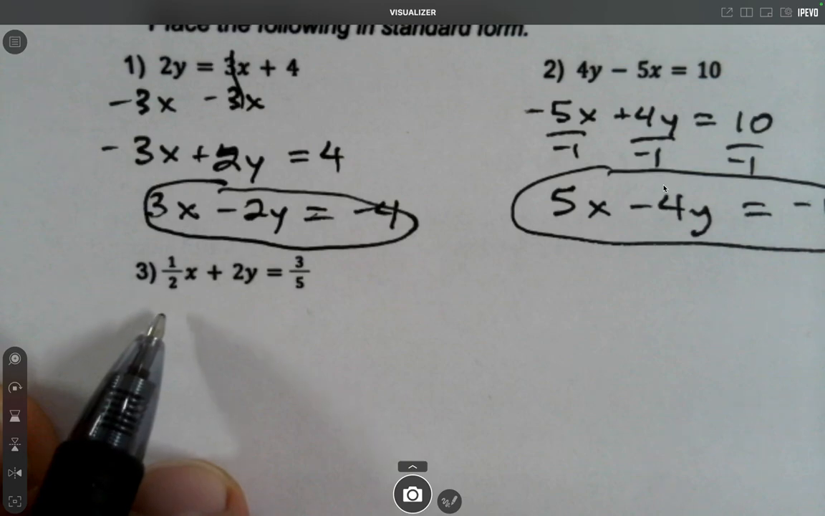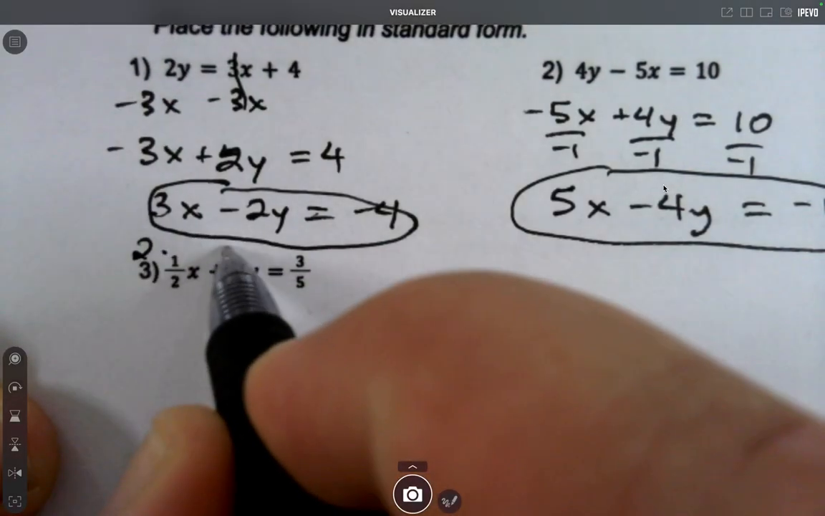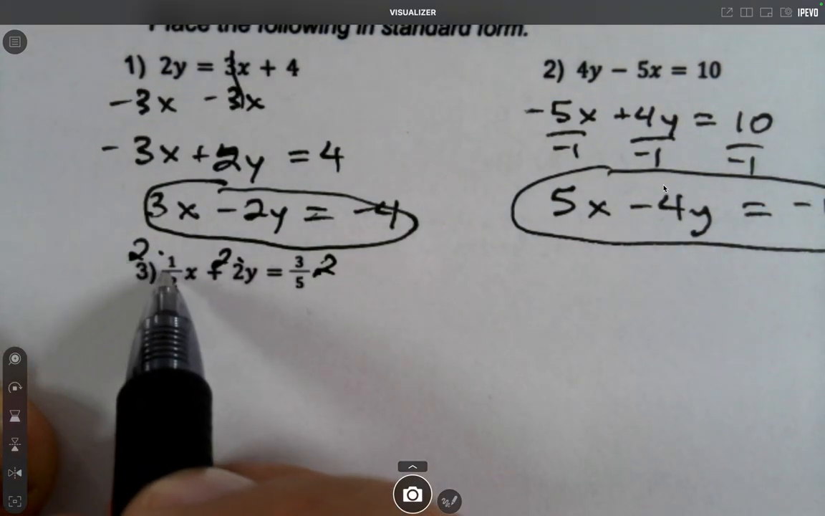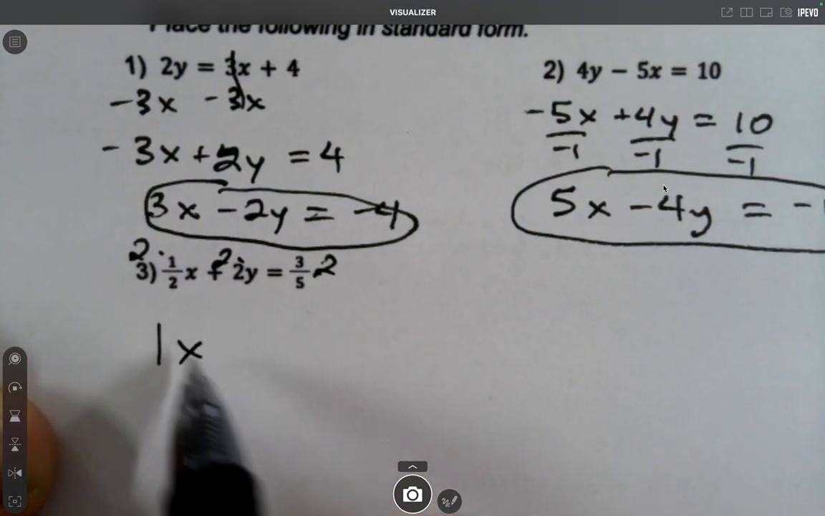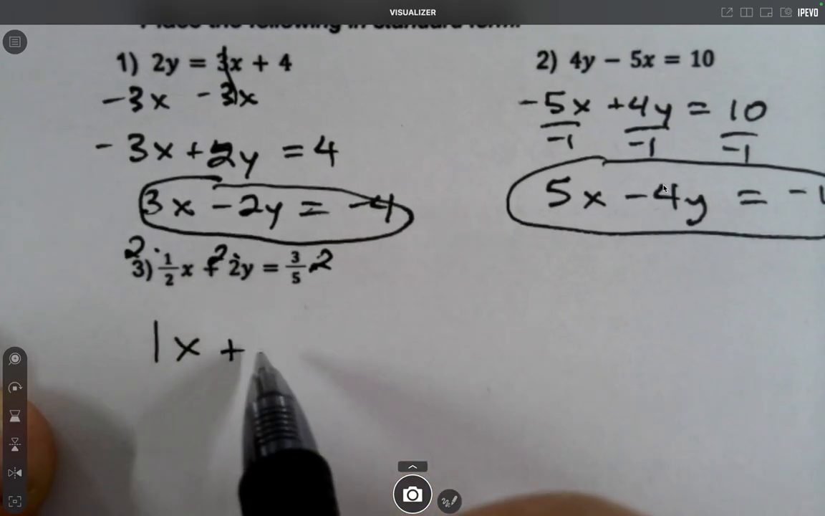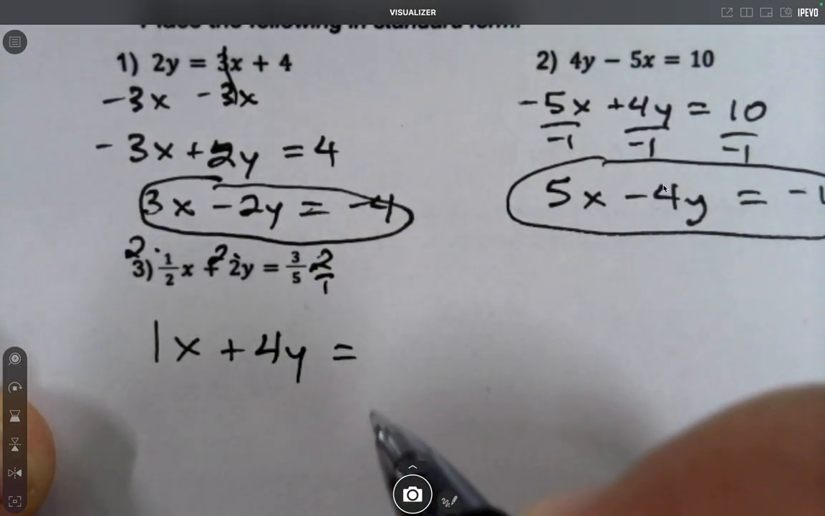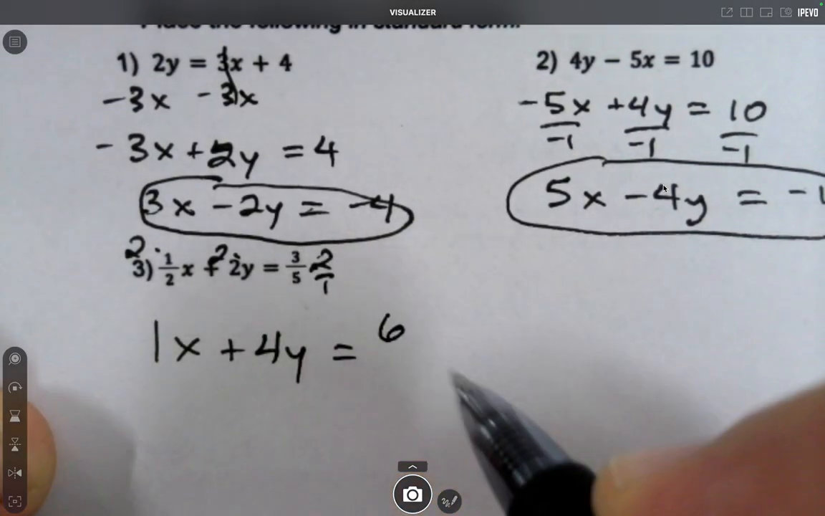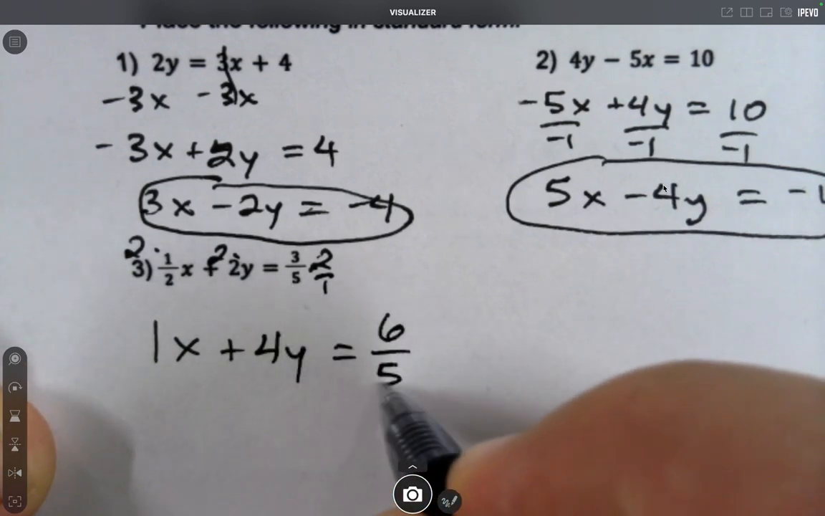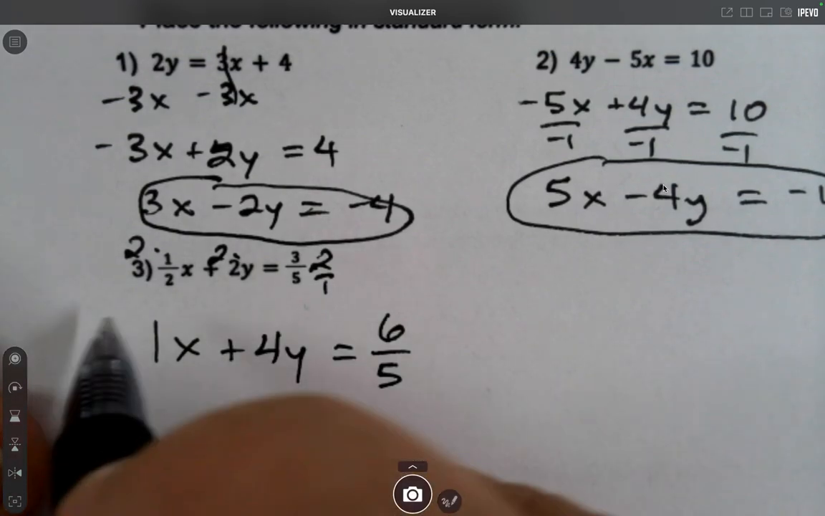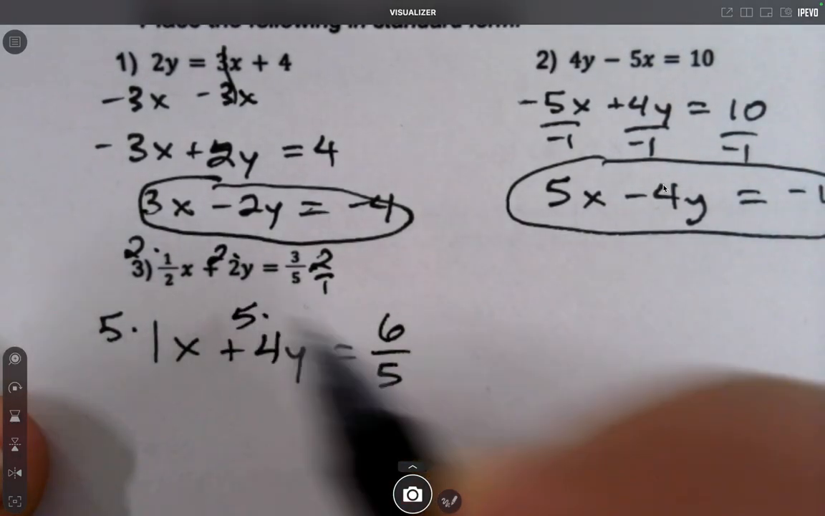So first, if we want to get rid of the 1/2, we can multiply every single term by 2. Okay, so 2 times 1/2 is 1, so we have 1x. 2 times 2 is 4, so we have 4y. Then treat this as 2 over 1, so we have 2 times 3 is 6, 5 times 1 is 5. So we've made it halfway there because we did get rid of the 1/2 in front of the x, but we still have a fraction right here. So we can get rid of this denominator by multiplying every single term by 5.